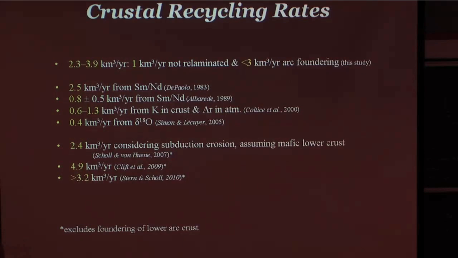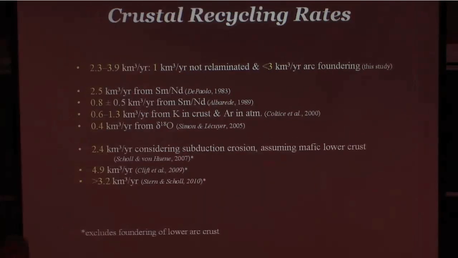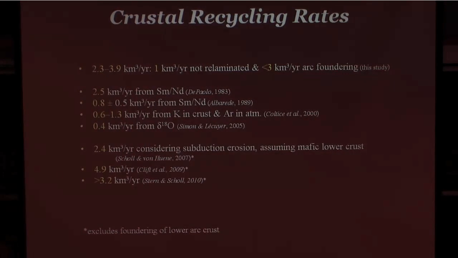And then I thought, gee, wouldn't it be a great idea to compare this rate of recycling to what other attempts to estimate this have been from other approaches. So I'm going to guess that there's about a cubic kilometer per year that's not relaminated and gets in fact recycled back into the mantle. And that combined with foundering of the base of an arc, so these dense drips raining off the bottom of arcs, leads to about, let's say in round numbers, 3 cubic kilometers per year. And here are some estimates of this process from other approaches.